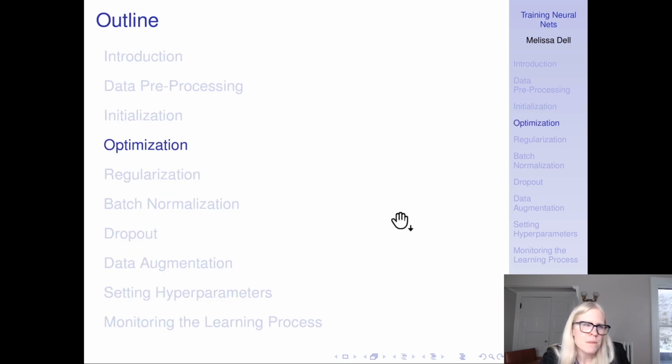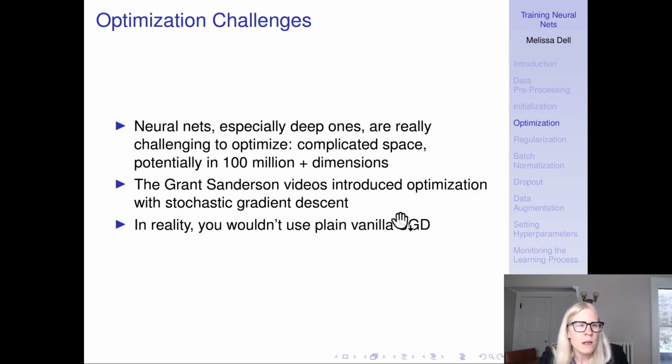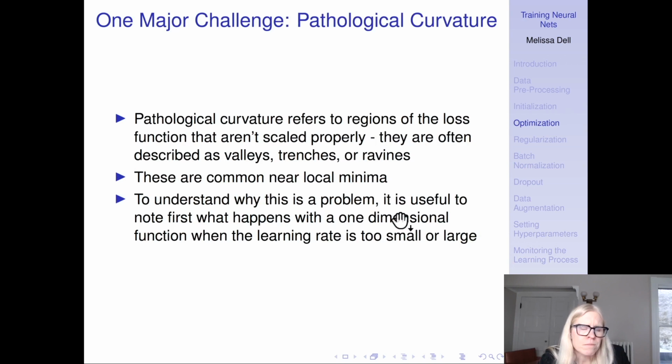All right, optimization. So neural networks, and especially deep ones, as is kind of obvious, are really challenging to optimize. It's a complicated space. You could have 100 million or more dimensions. You could have 1 billion dimensions. And so the Grant Sanderson videos that I recommended as a graphical introduction to neural networks showed stochastic gradient descent. In reality, you wouldn't use plain vanilla stochastic gradient descent. And so let's think about what the challenges to optimizing a really complicated function are.